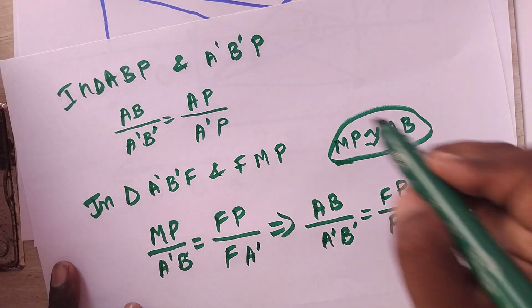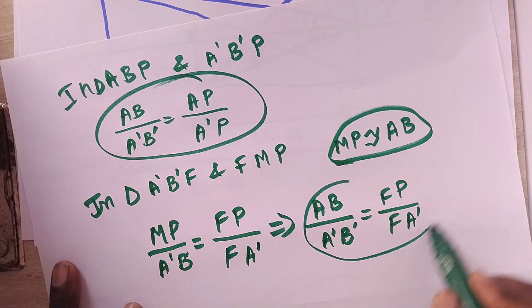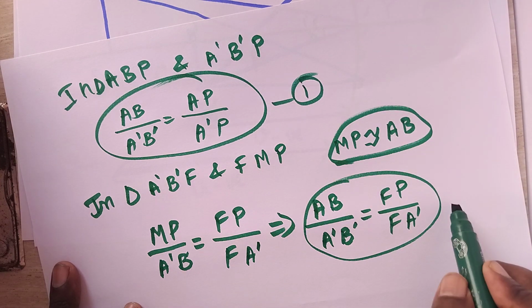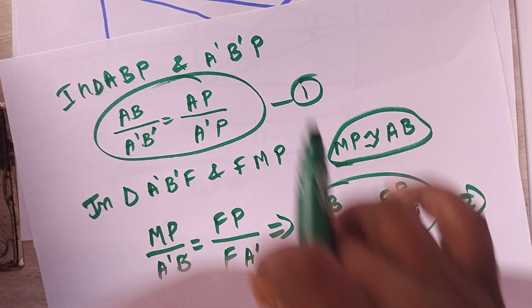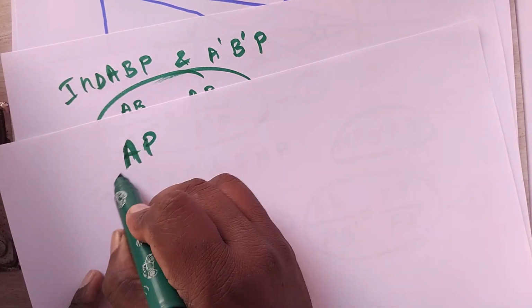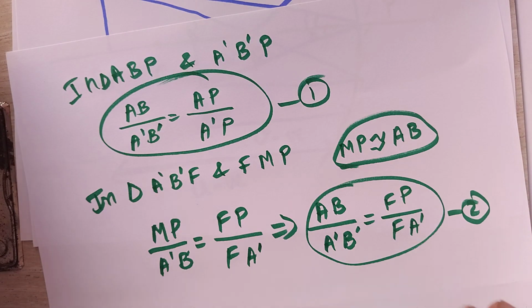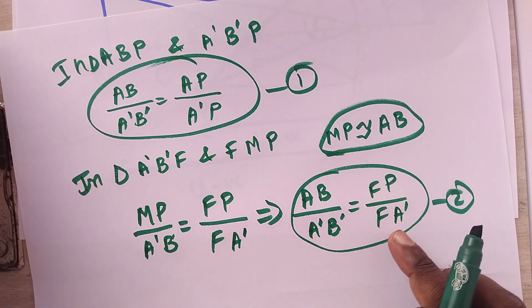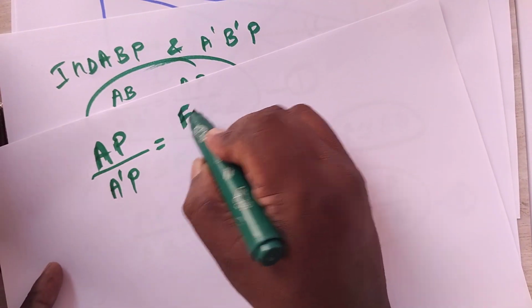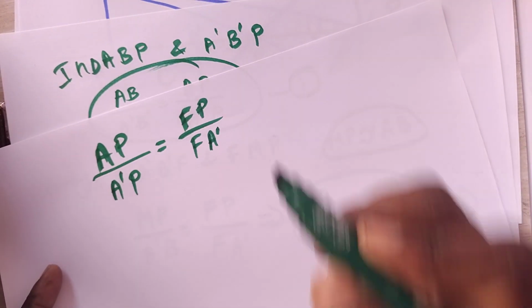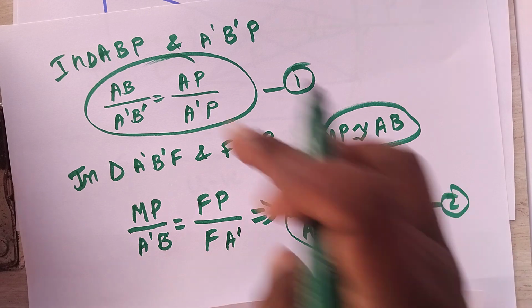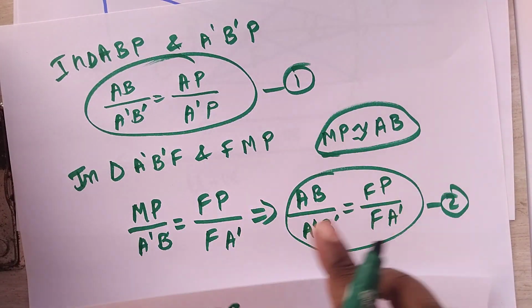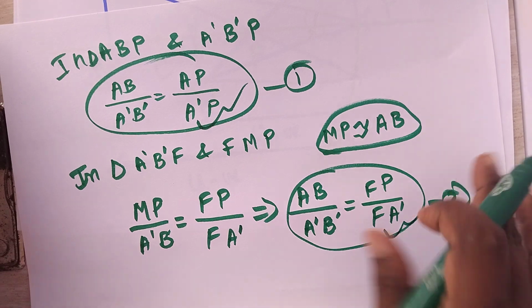Now the left-hand sides of equation 1 and equation 2 are equal, so the right-hand sides can be made equal. The right-hand side of the first is AP by A dash P, so AP by A dash P is equal to FP by FA dash. Actually, four triangles we introduced; the left-hand sides are equal, so we make the right-hand sides equal.